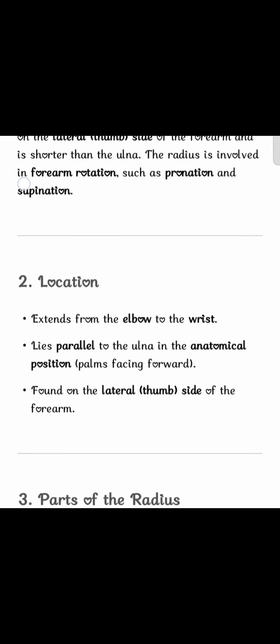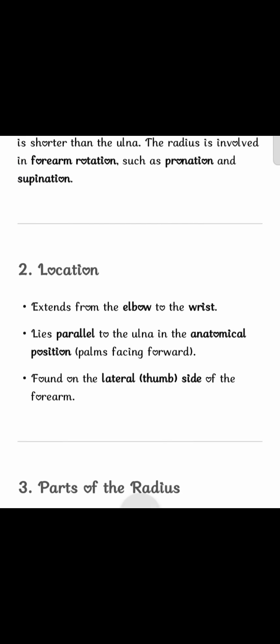2. Location. Extends from the elbow to the wrist. Lies parallel to the ulna in the anatomical position, palms facing forward. Found on the lateral side of the forearm.